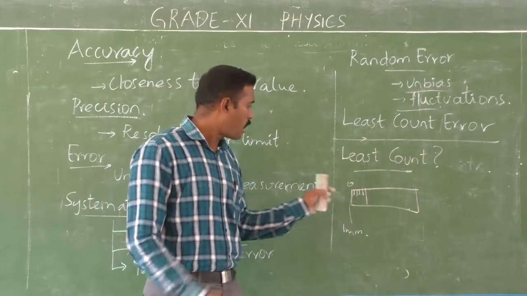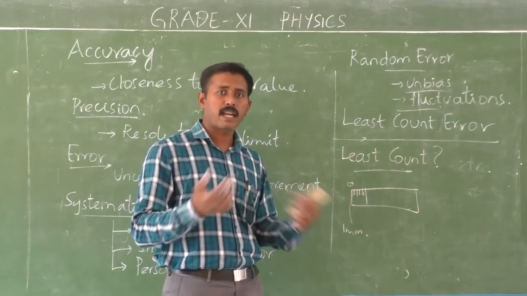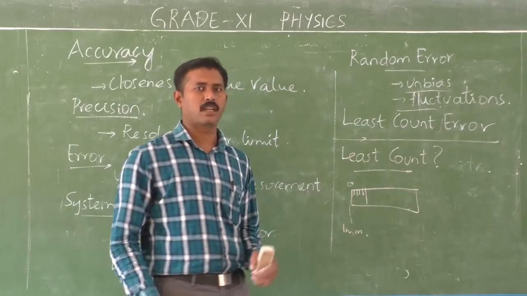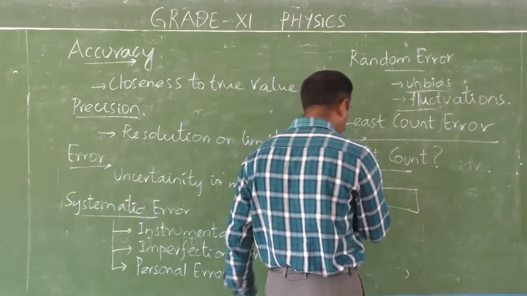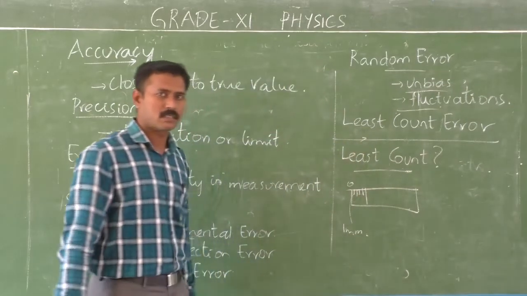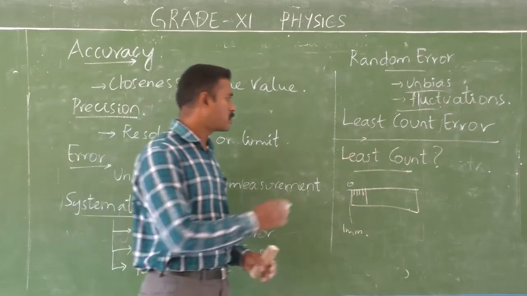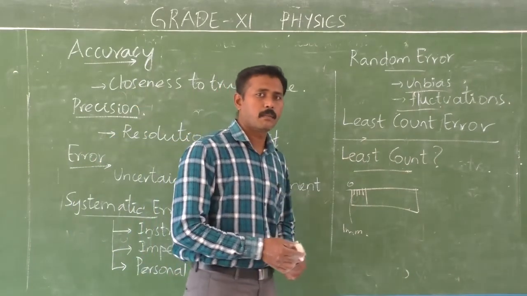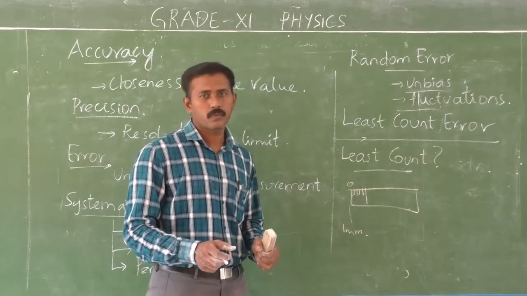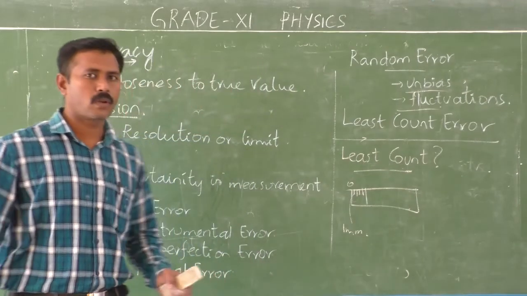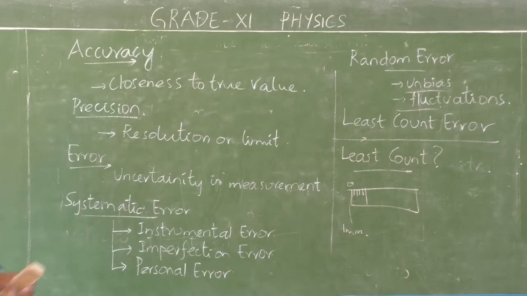The error can occur if we randomly read the values on the scale, and this may be a fluctuating error. This can be overcome by properly placing the instrument or holding the instrument properly without any fluctuations. Also, the least count errors can be overcome by using very highly sensitive technical instruments. So please make a note of these things: accuracy, precision, error, systematic error, random error, least count error.